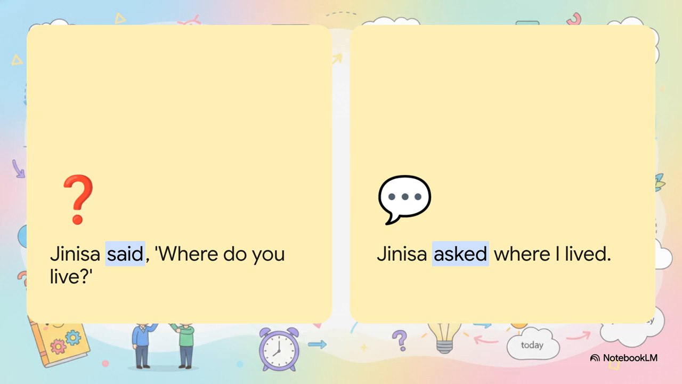Here is a fantastic example from Janisa using a WH question. Directly, she says, where do you live? When we report it, look at the cleanup that happens. Commas, gone. Inverted commas, gone. Said turns into asked because, well, it's a question. And we actually use the W word where itself as our seamless little bridge. Janisa asked where I lived.